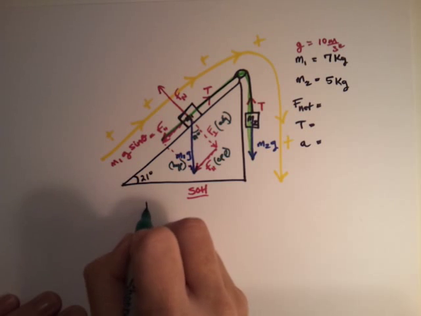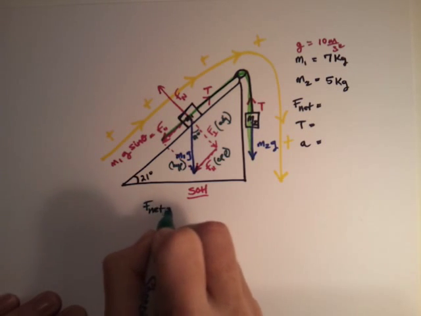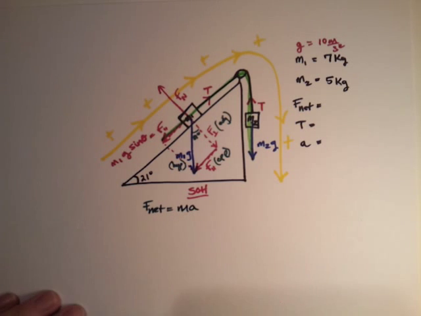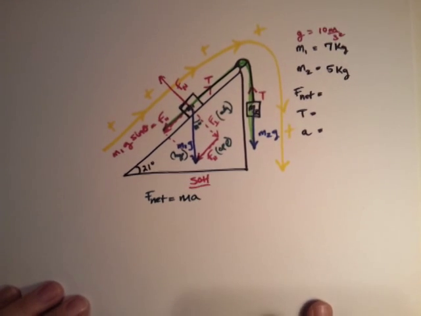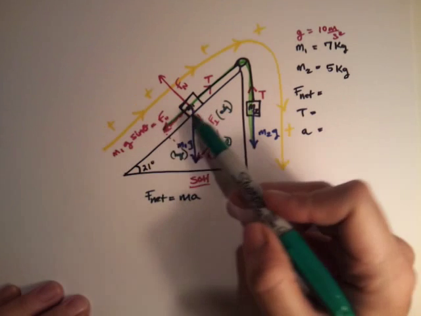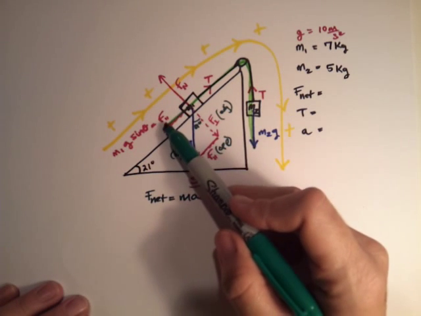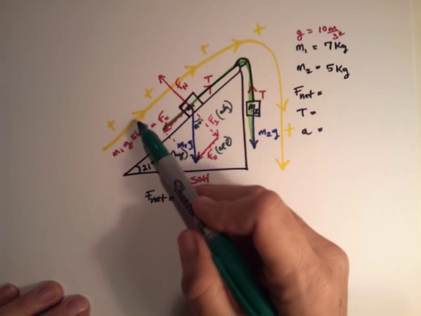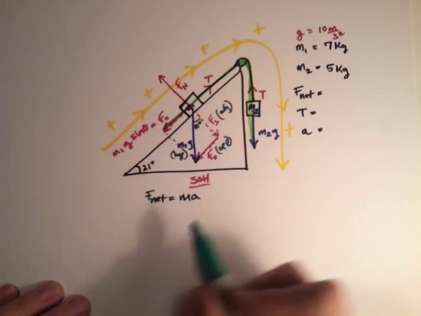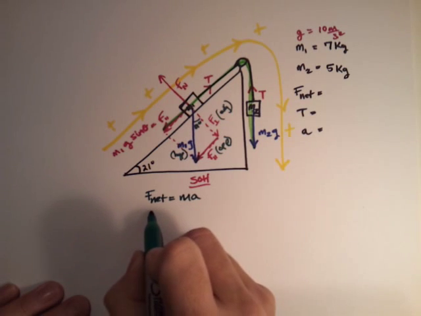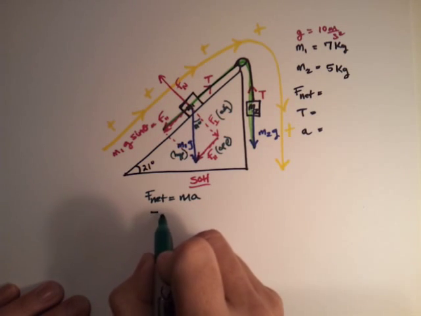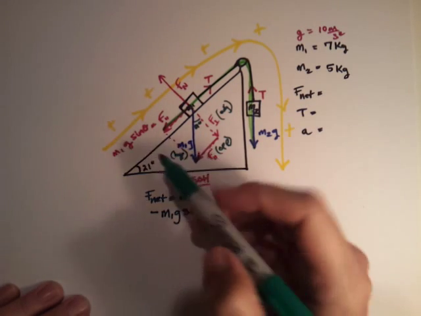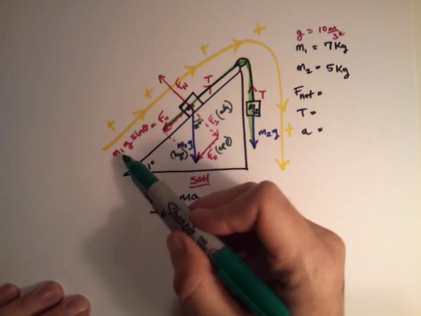So we have F net equals the mass of the system times the acceleration of the system. So we're going to say, all right, here's our F parallel. This arrow is going down. I've defined up as positive, so this is negative. So I'm going to say negative M1 G sine theta, because that's really what F parallel is.